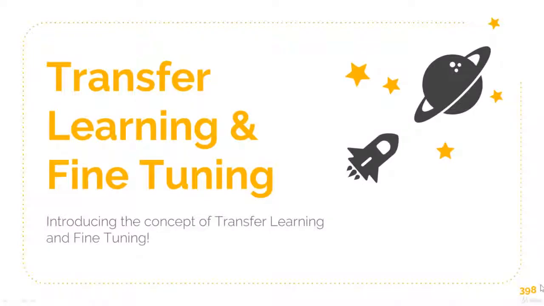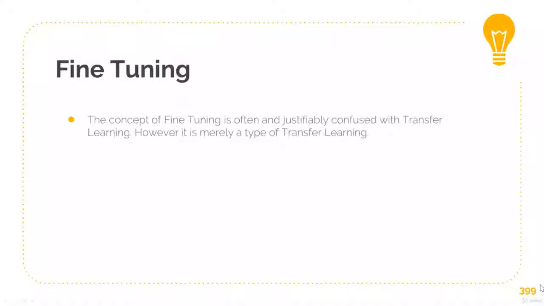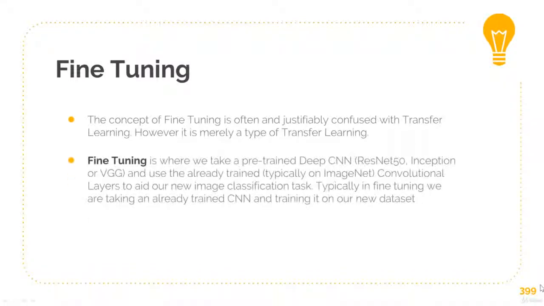So let's talk a bit about transfer learning and fine-tuning now. The concept of fine-tuning is often and justifiably confused with transfer learning. However, it merely is a type of transfer learning. Fine-tuning is where we take a pre-trained deep CNN, one like ResNet or VGG as we've seen before, and we use the already trained model, typically trained on ImageNet, to aid our new image classification tasks. Typically in fine-tuning, we are taking an already trained CNN and training it on our new dataset.